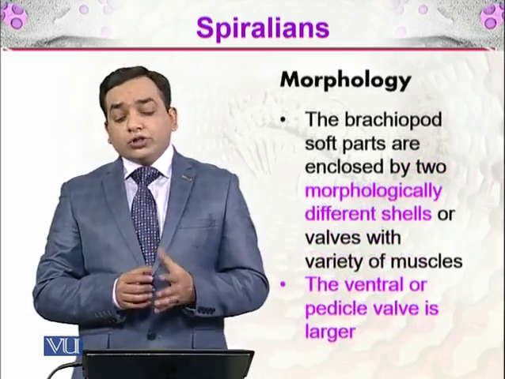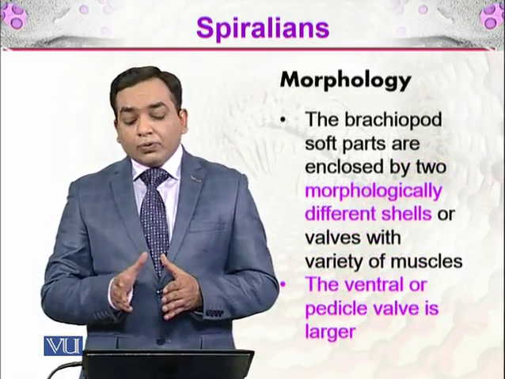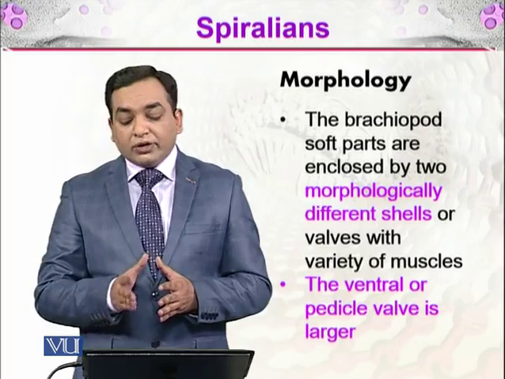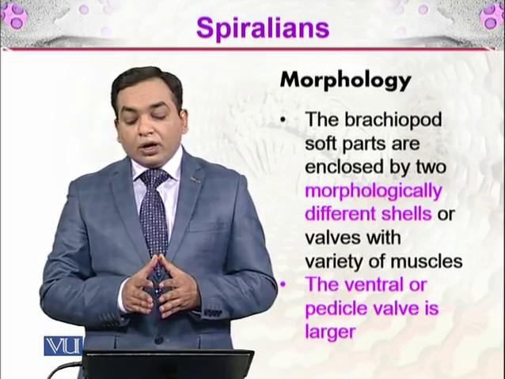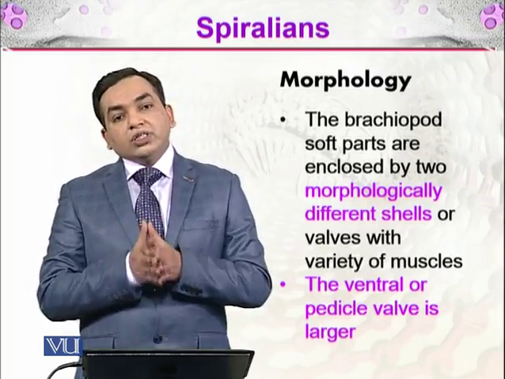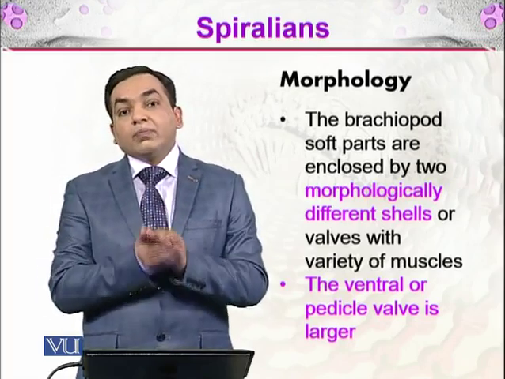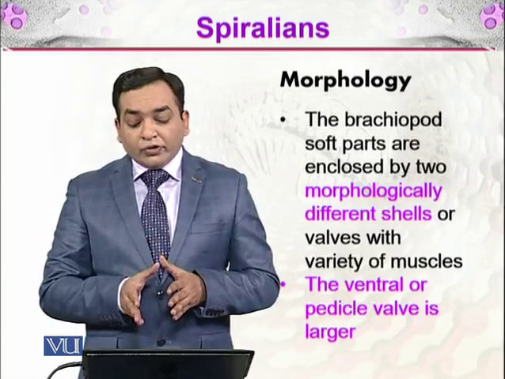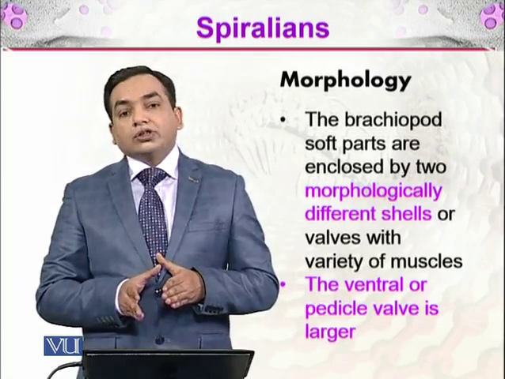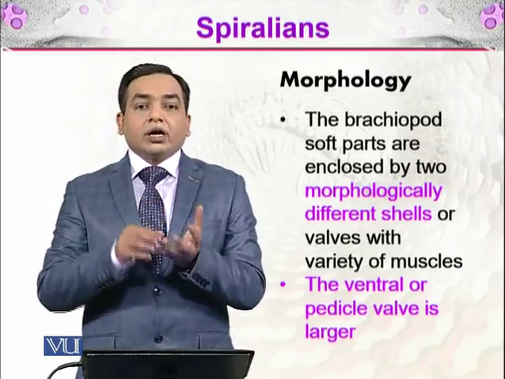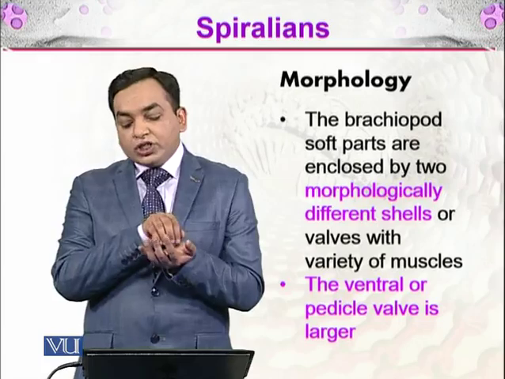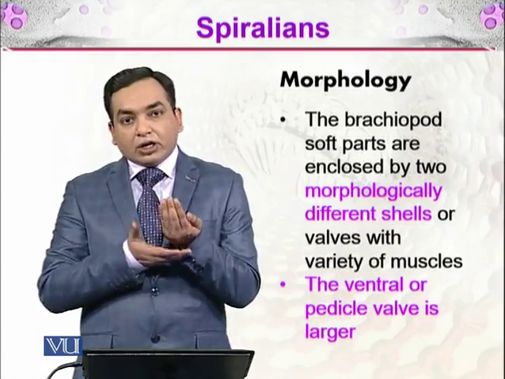What is the morphology of the brachiopods? The brachiopods' soft parts are enclosed by two morphologically different shells, or valves, with a variety of muscles. These muscles help them open and close those two shells. The ventral or pedicle valve is larger. Ventral means anything that is down. So the valve which is down here is the larger one.